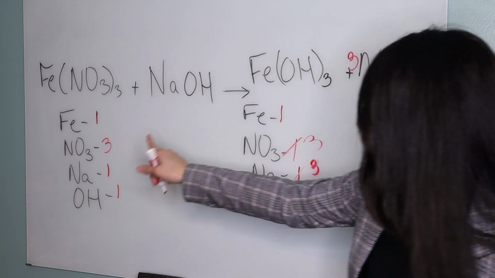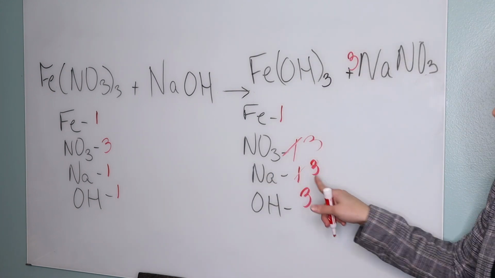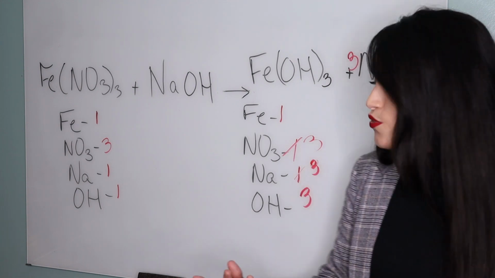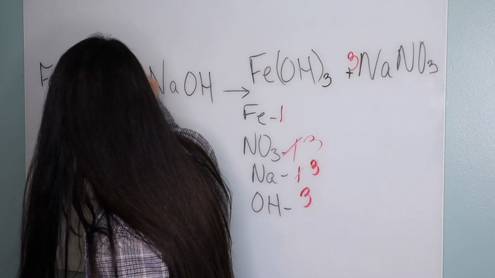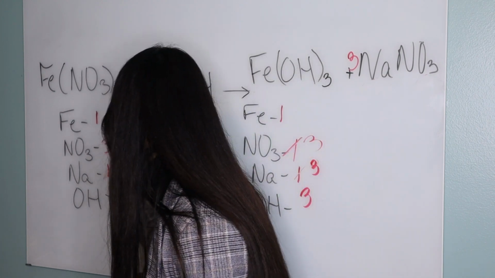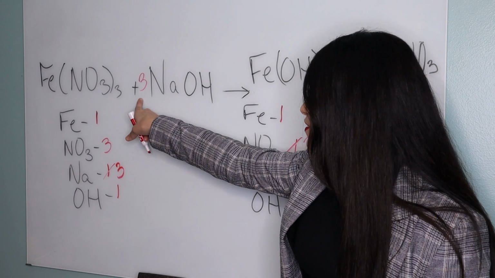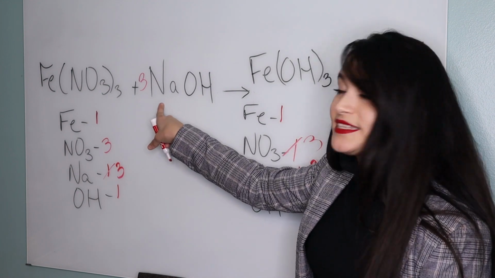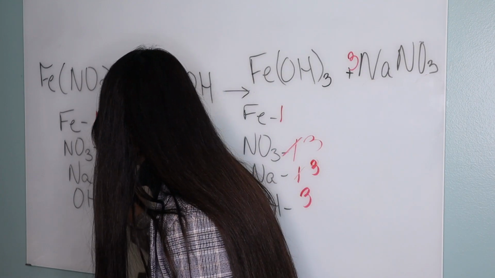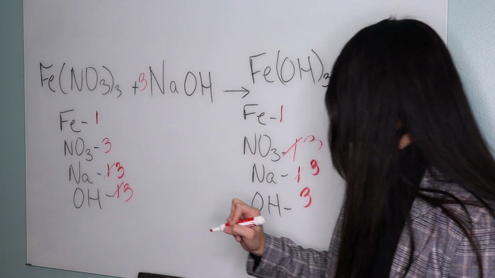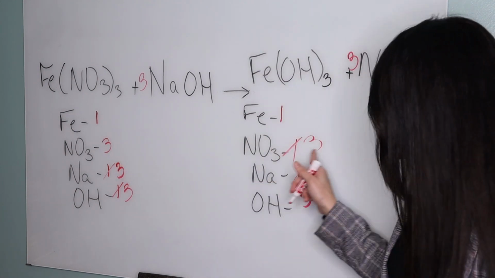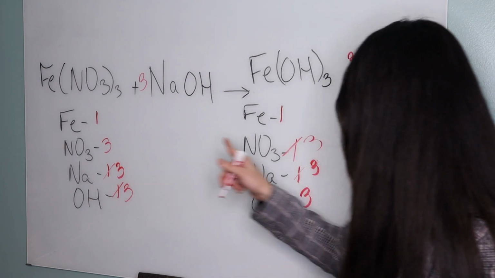So 3 and 3, now we have 1 versus 3. Again, you ask yourself, 1 times what is going to equal 3? The answer is 3. So I'm going to write 3 over here, and now this sodium will become 3. Because I've written that coefficient there, it's not only going to impact this sodium, but also this hydroxide. So we have 3 over here as well. Now we are done balancing because we have 1 and 1, 3, 3, 3, 3, 3, and 3.